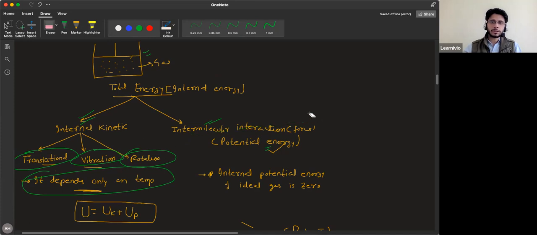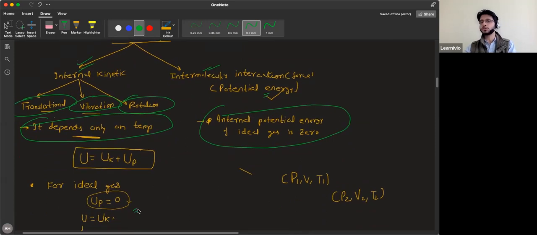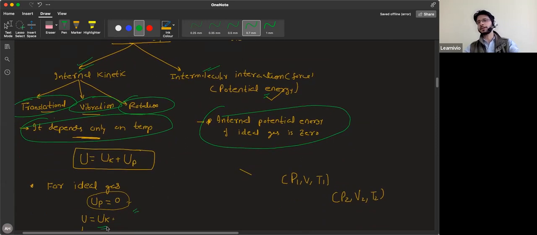And the most important thing, in 99.9% of cases, your system is an ideal gas. For an ideal gas, internal potential energy is zero. So internal energy is the sum of kinetic and potential, but for an ideal gas, internal potential energy is zero. So internal energy is just kinetic.